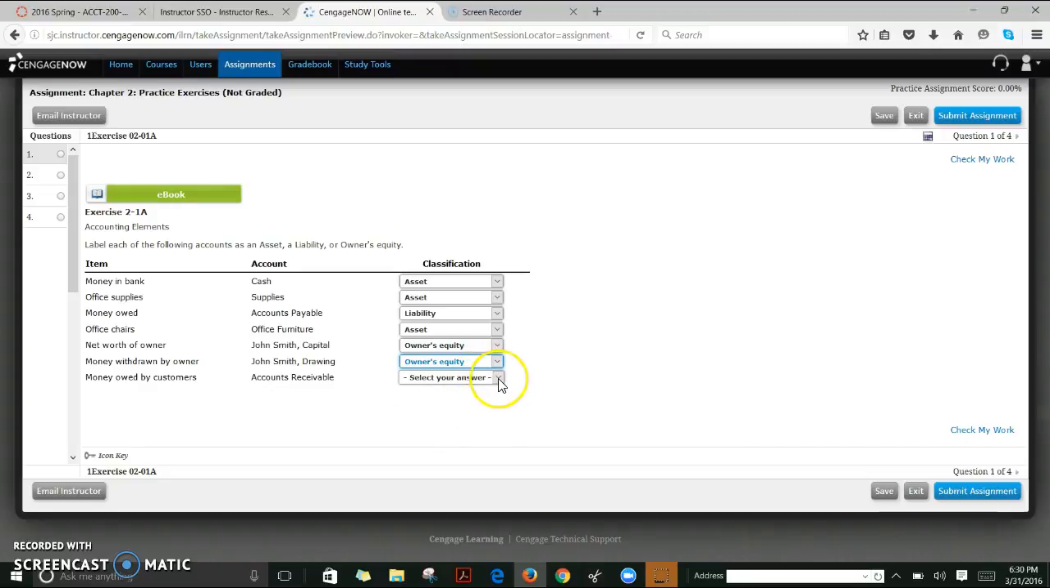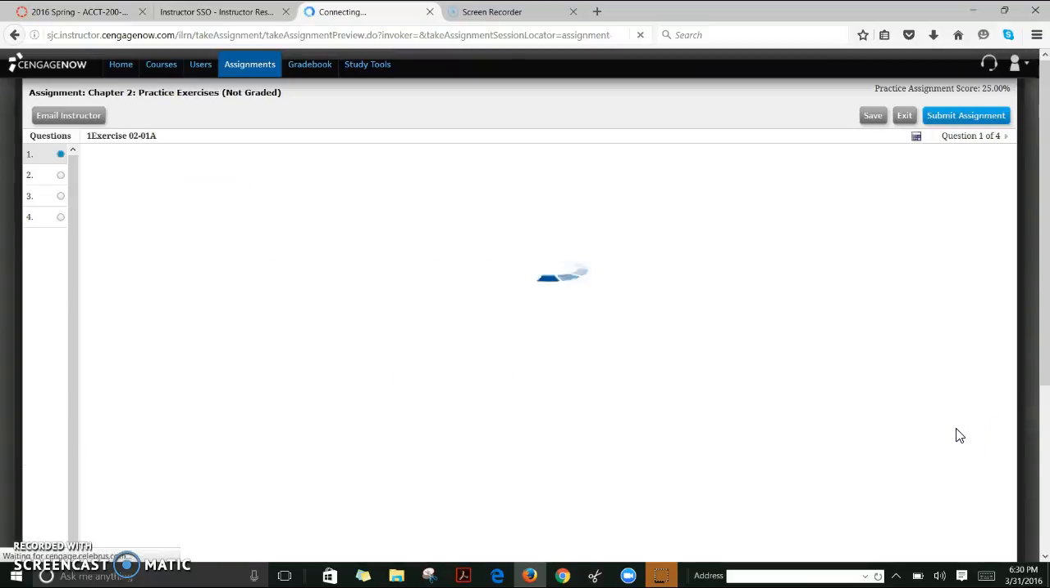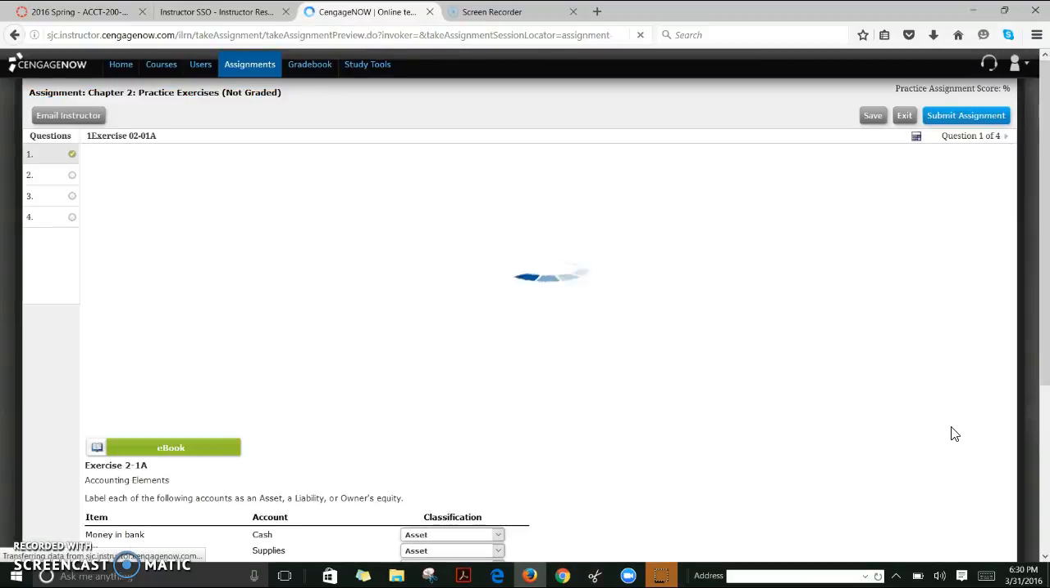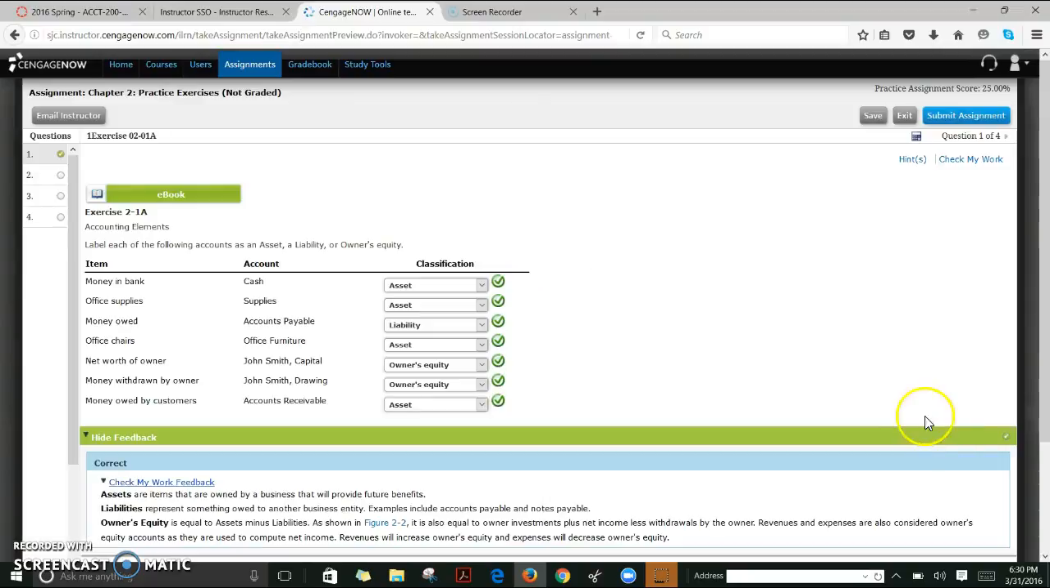And accounts receivable is an asset. That's a promise from our customers that they will pay us. And anything with the word receivable is the opposite of payable. It is an asset. Once you finish that, you can check your work to be sure that they are all accurate. And then you can go on to number 2.